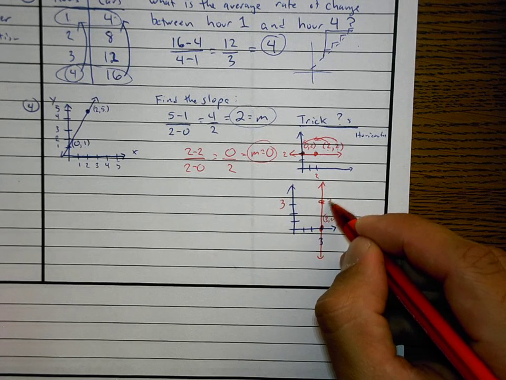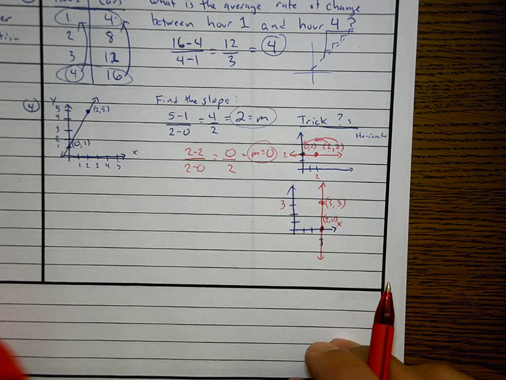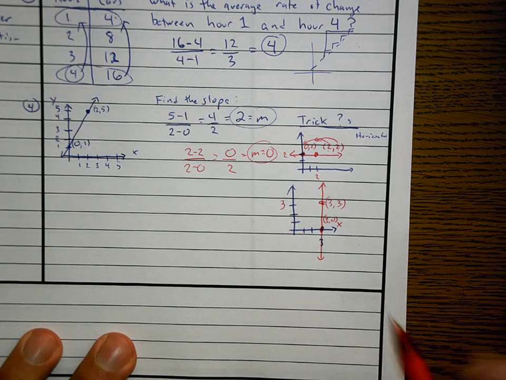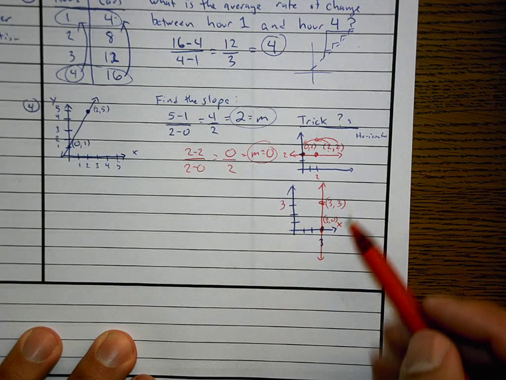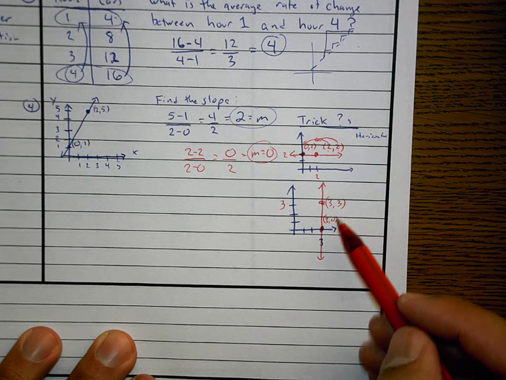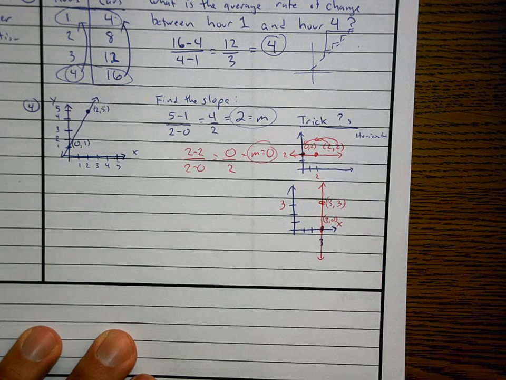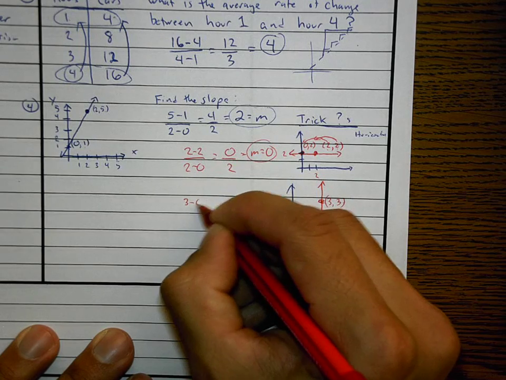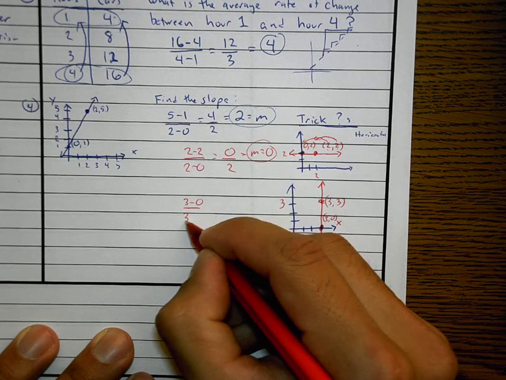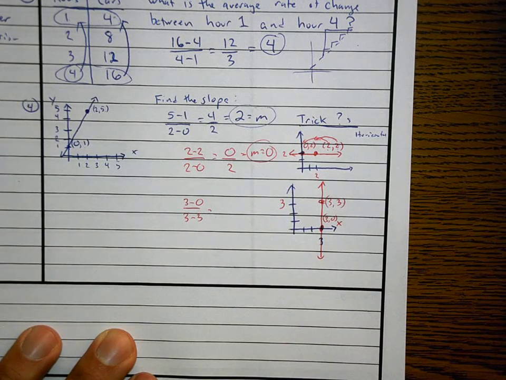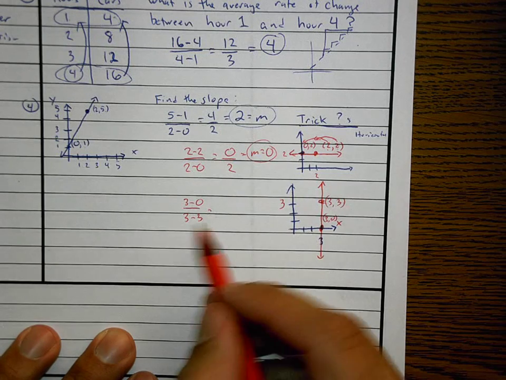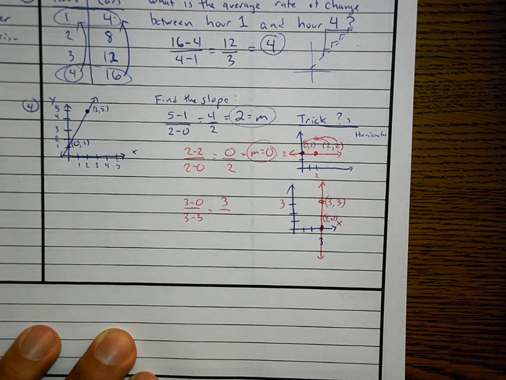Yes, it is. And then what I'm going to do is take the difference of y's and put it over the difference of x's. The change in y over the change in x. I have 3 minus 0 over 3 minus 3.